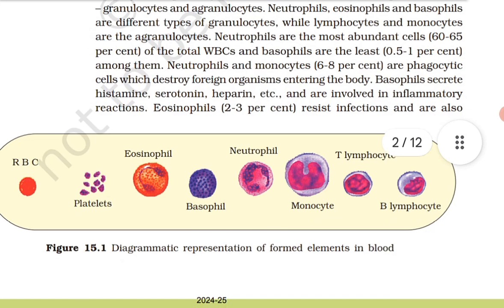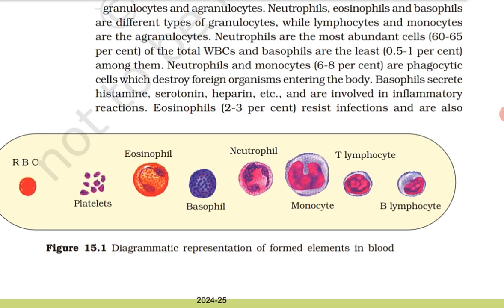Lymphocytes and monocytes come under which category? Agranulocytes. Neutrophils are the most abundant cells, with a percentage of 60 to 65% of the total WBCs. And basophils are the least, with a percentage of 0.5 to 1% among them.